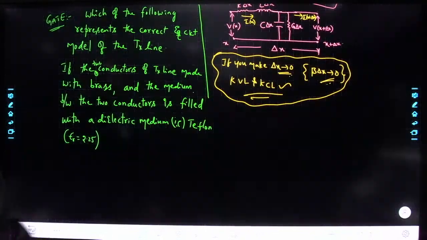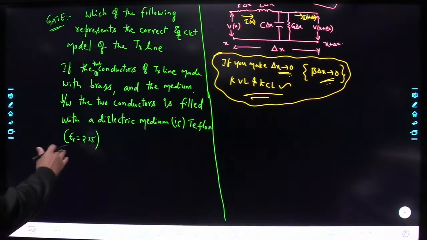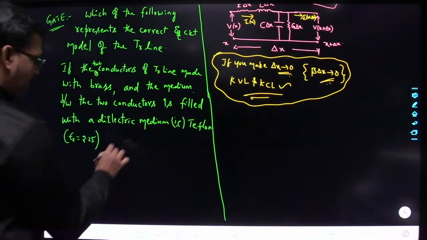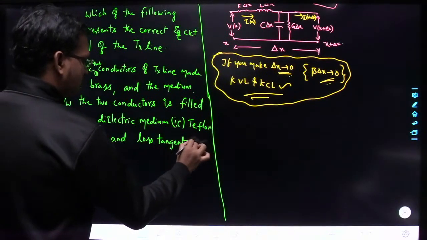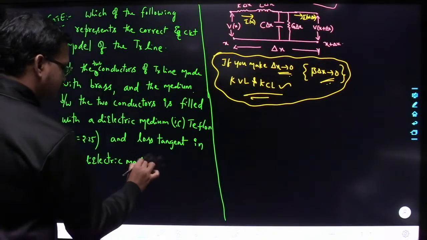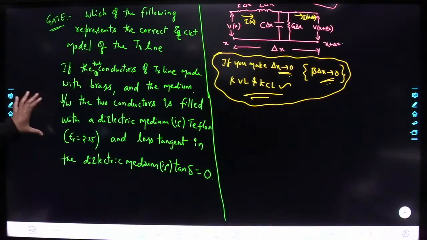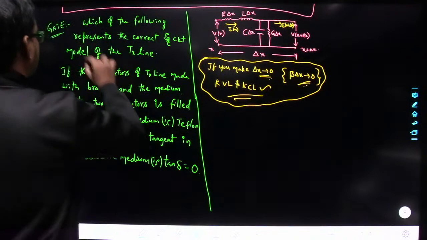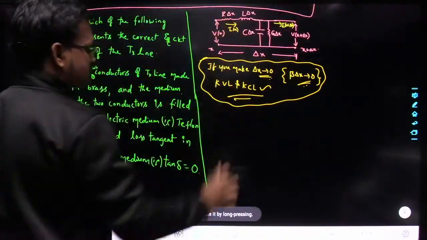So which of the following represents the correct equivalent circuit model of the transmission line, if the two conductors are made with brass, and the medium between the two conductors is filled with a dielectric medium, that is Teflon, whose relative permittivity is 2.25, and the loss tangent in the dielectric medium, tan delta, is equal to 0? This is the question they have asked in the previous years.